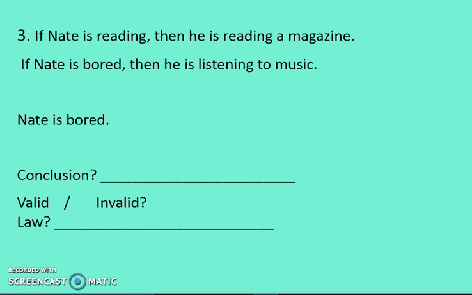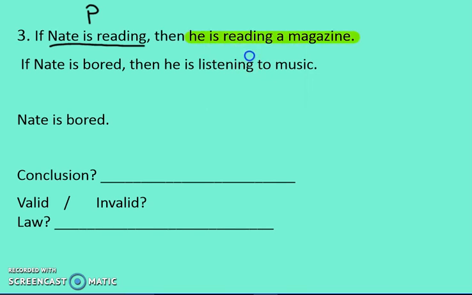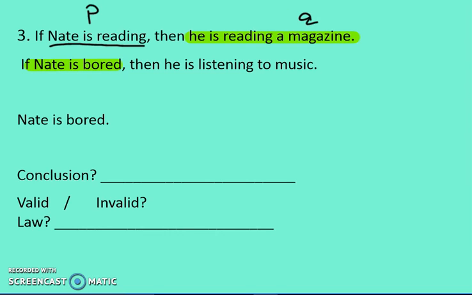So, our third one. If Nate is reading, then he is reading a magazine. If Nate is bored, then he's listening to music. So let's start at the beginning. We have P, this should be our Q's. And if I look, Q is he's reading a magazine. Well, Nate's bored. That's not Q. That has nothing to do with Q. So, in this case, it is invalid.